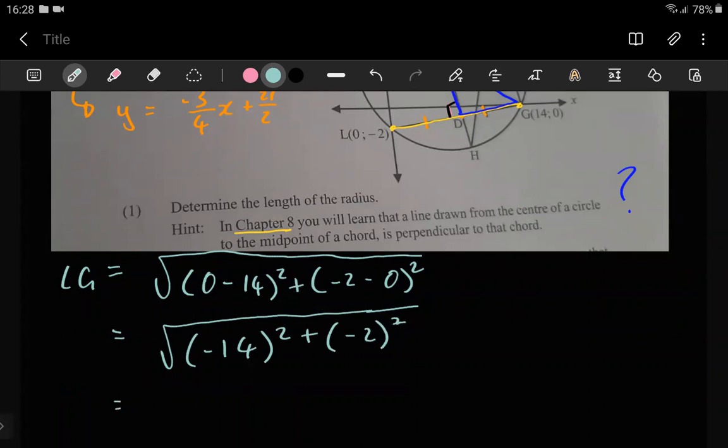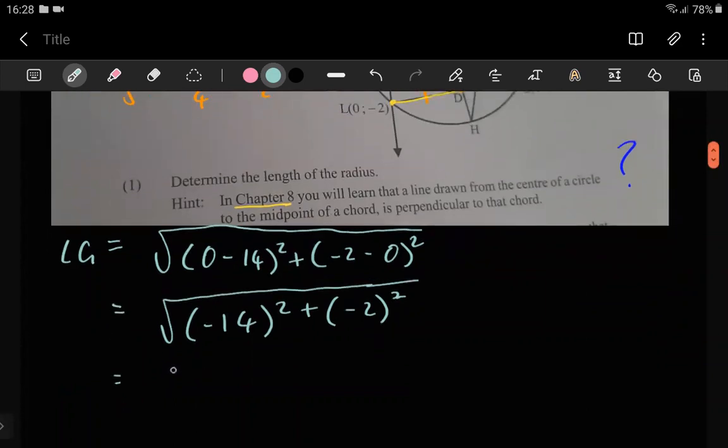I should grab my calculator. It gives us 10 square root 2. 10 square root 2 is like 14 point something. So yeah, 10 square root 2.